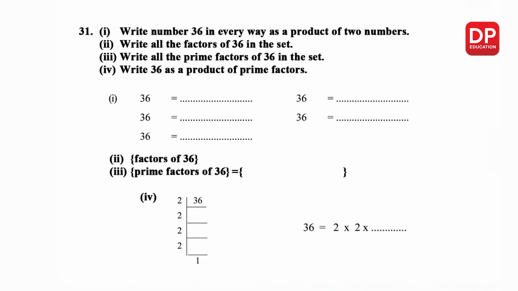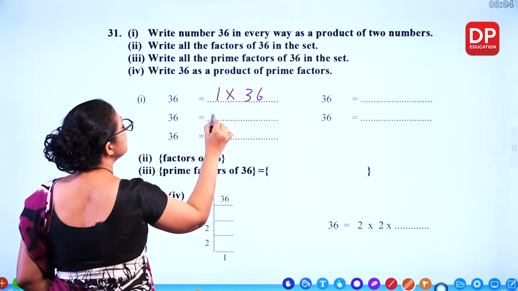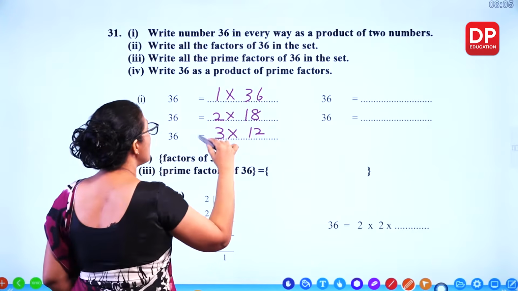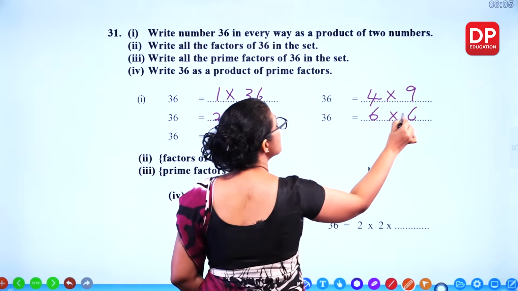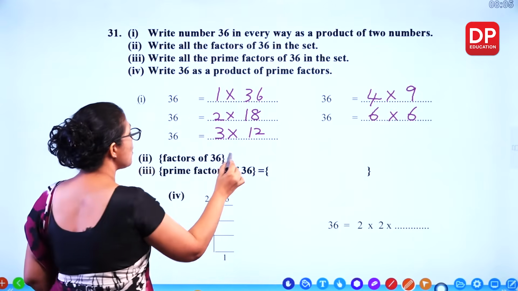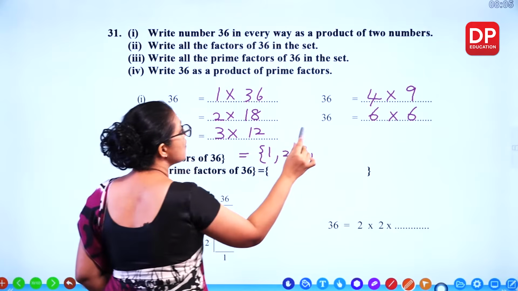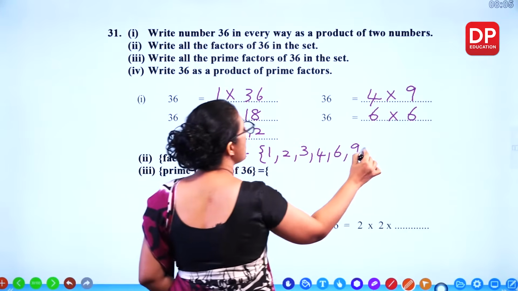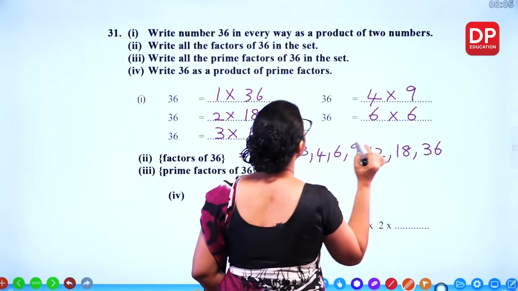Now take 36 and write it in every way as a product of numbers. 1 times 36. 2 times 18. 3 times 12. 4 times 9. And 6 times 6. So what are the factors of 36? You can write 1, 2, 3, 4, 6, 9, 12, 18, 36.